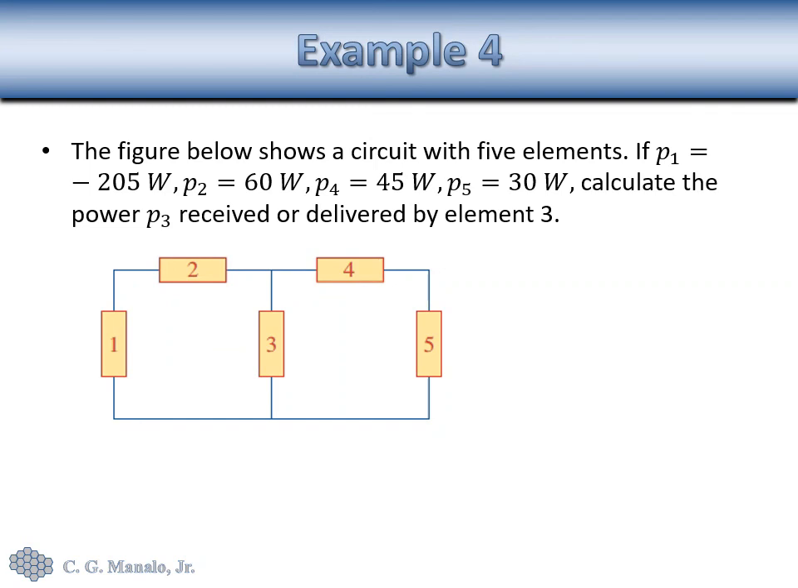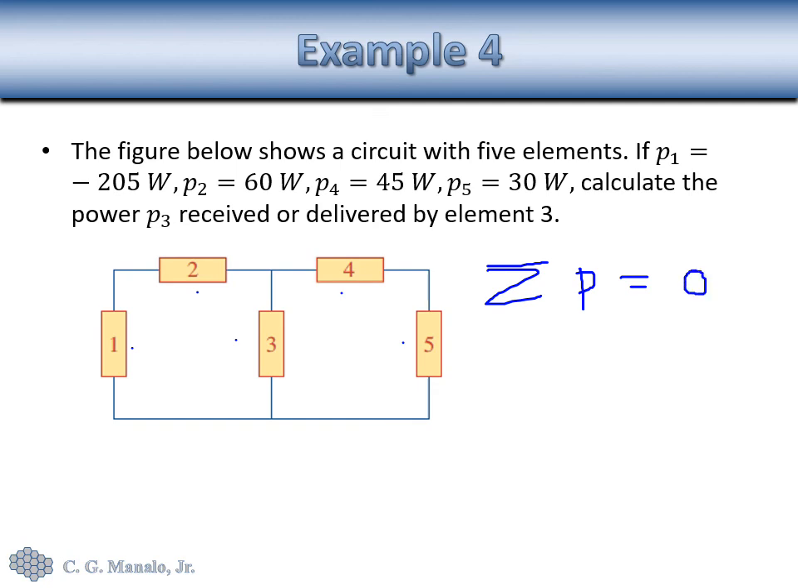In this last example, this is an illustration of the power in a closed electrical circuit. So the total power, let's say we sum up all the power that is either absorbed or supplied by these elements. In a closed system, we have what we call conservation of power. So if we sum up all the power for each of the elements, we should get a 0.